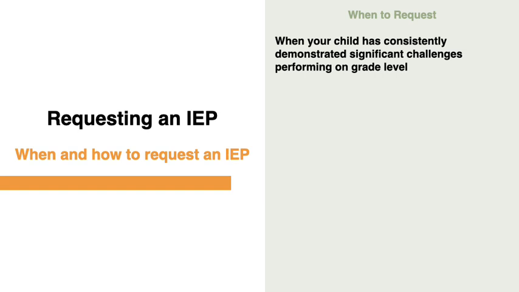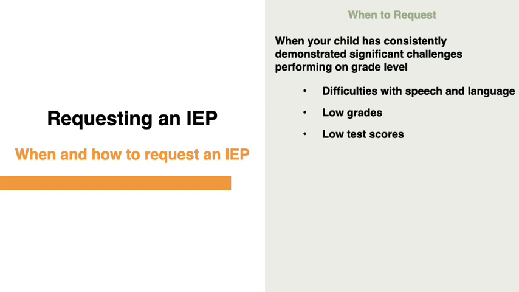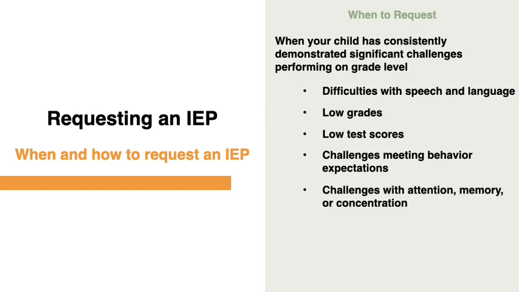So what does this look like? This can look like difficulties with speech and language, low grades or low test scores. They may have challenges meeting behavior expectations either in the classroom, on the yard, in social settings. They may also have difficulty remembering information, sustaining attention, paying attention just generally to information that's being presented to them in the classroom, as well as trouble following directions.